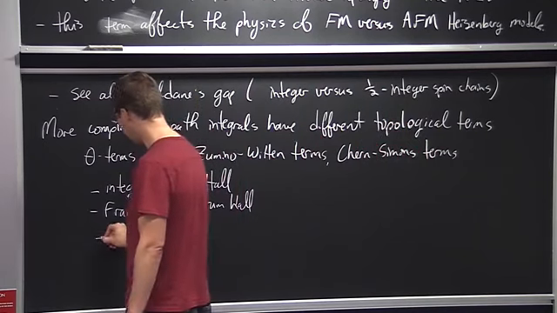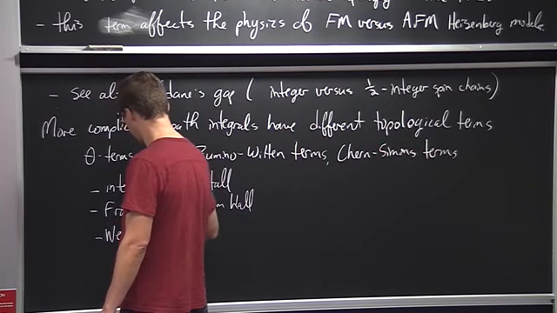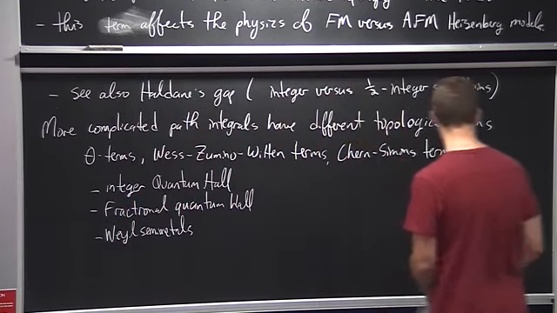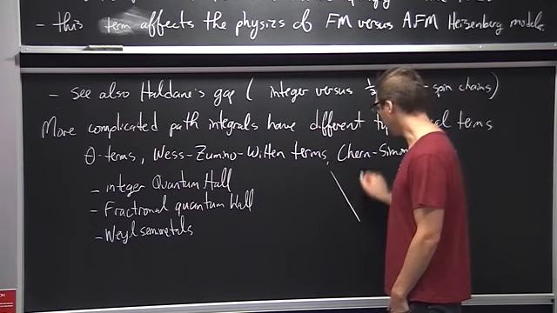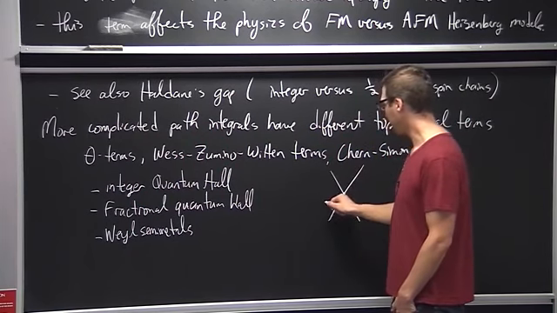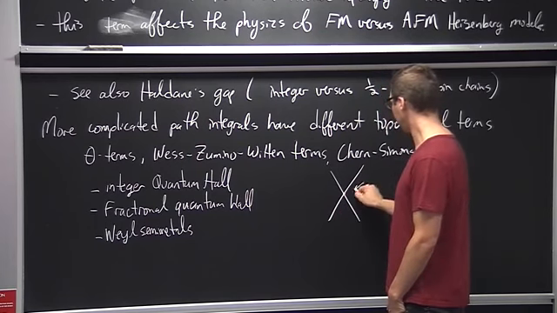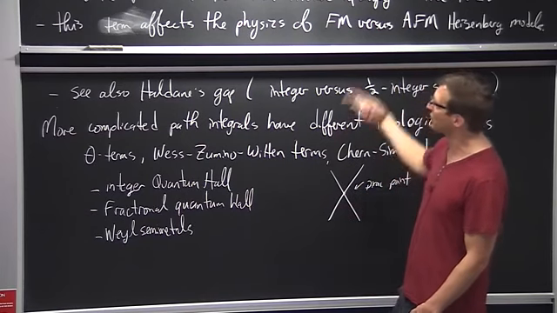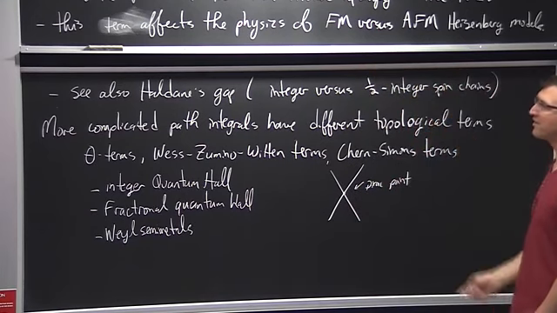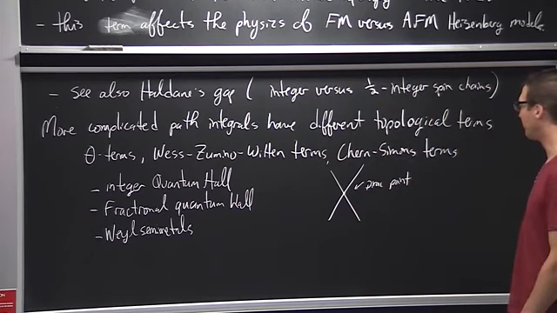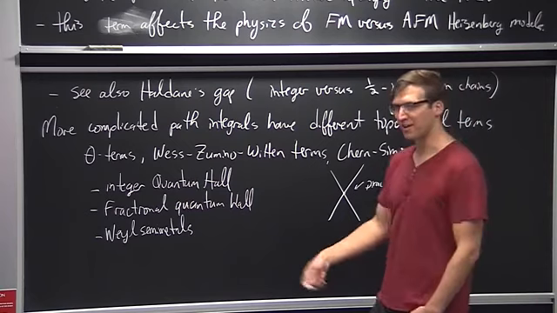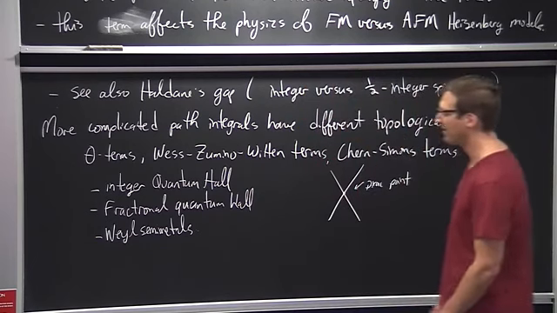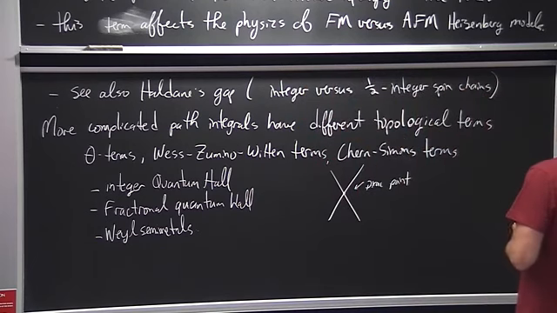Weyl semimetals, that's another one. You can have metals that, instead of having a Fermi surface, basically occur at the node of a Dirac point. And you can have a topological term that's similar to the Berry phase. It comes out of the same type of physics in the path integral, and it gives you a metal that has some topological property. This is what Anton Burkov works on, almost exclusively. It's pretty cool stuff. So I don't know.